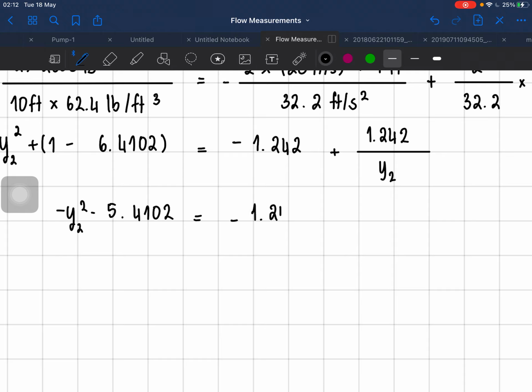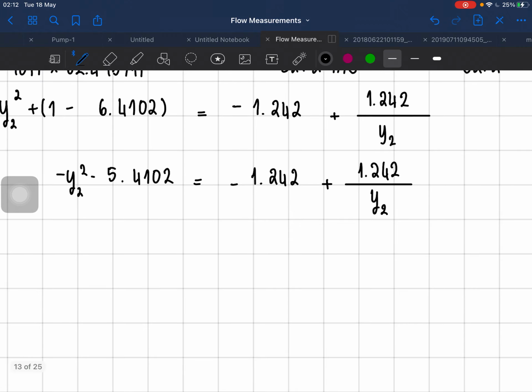Okay, let's just write everything like this first. Over y squared, y2, and then for the parts that we can calculate, we will combine them together. Okay, let's do this. 5.4102 plus 1.242 equals minus 4.1682. I will put it right here because this will be 4.1682. The minus sign will be cancelled out.